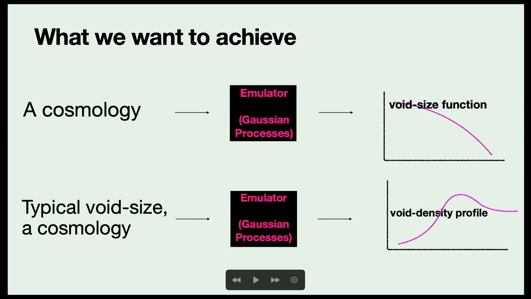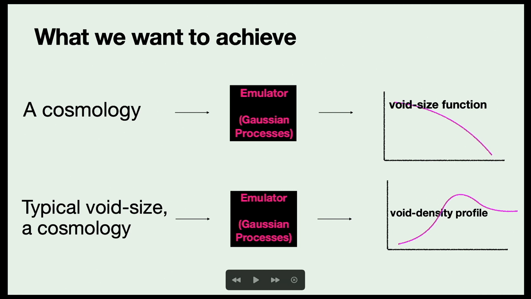Oh, okay, I have a typo here, but fine. And this would give us directly the void size function, and similarly, given a cosmology and a typical void size, by pushing another button, we can get how the void density profile should look like, which is something like that.